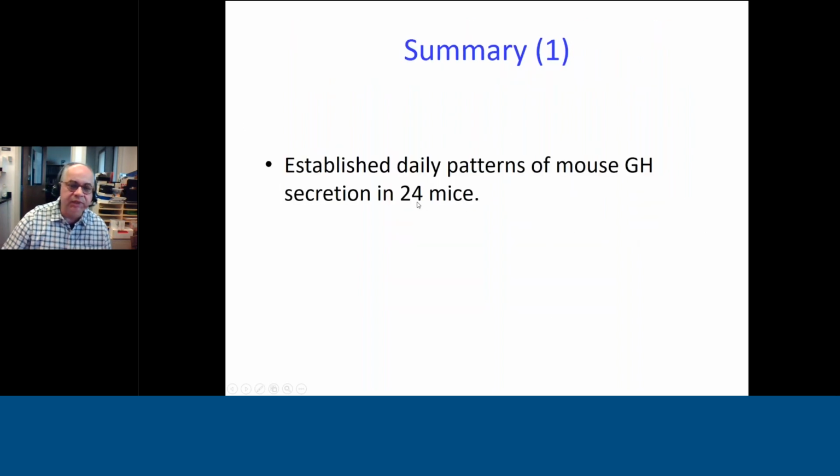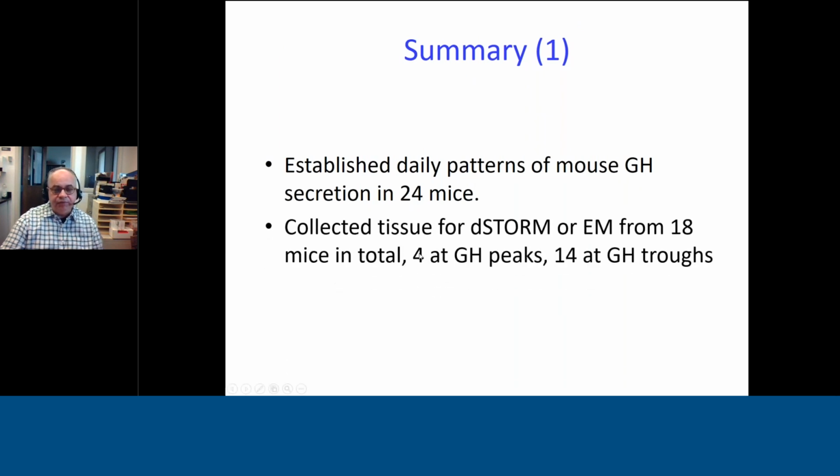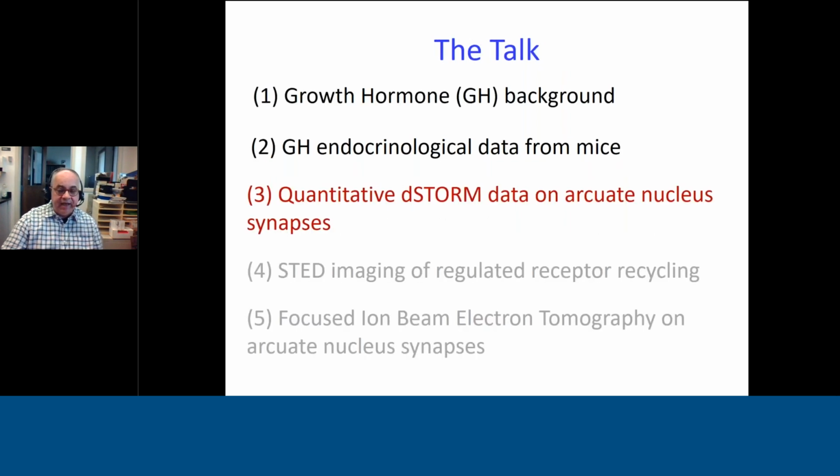In fact, we got daily patterns in this way for 24 mice that we ended up analyzing. And of these 24, 4 were at the peak, which is a problem which also informs some of the future work that we're going to do, because it's a bit of a shotgun approach and you go through a lot of animals in order to get a few at the peak, but we need those for comparison with the trough ones. In any event, for this study, we had 4 at the peak. And then with that, we could move on to our structural work.